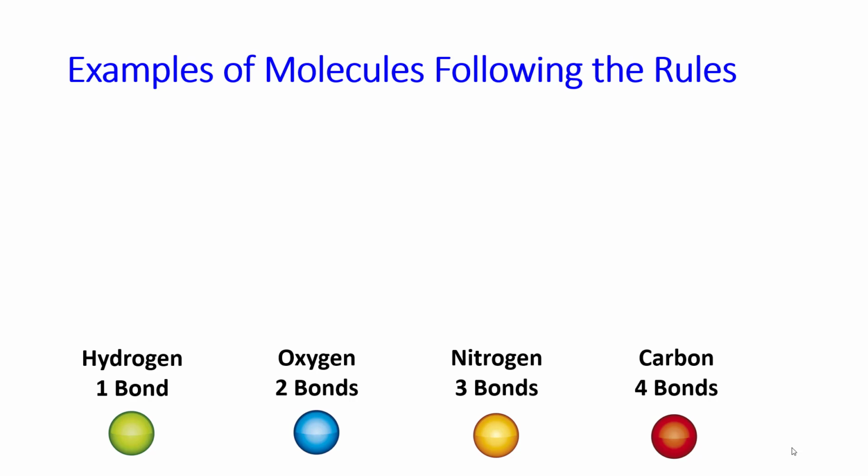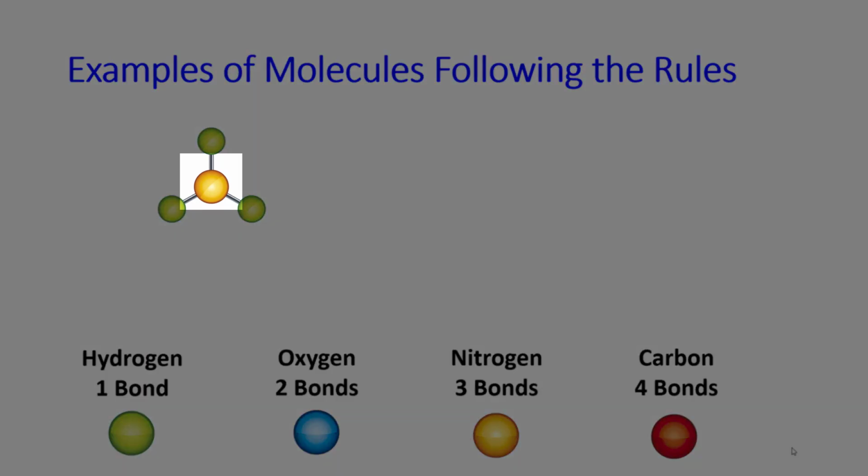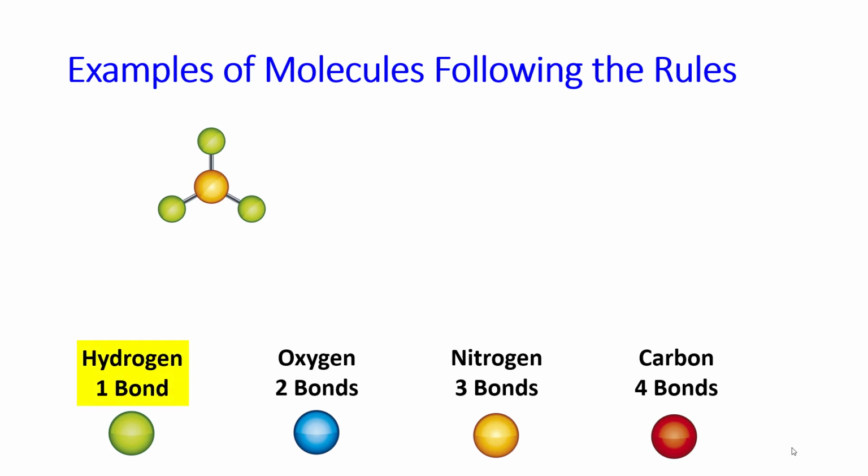Here are examples of molecules that follow these bonding rules. The first one we're going to look at is called ammonia. And you notice in the center, we have a nitrogen. The yellow one's a nitrogen. Nitrogen has three bonds, and if we take a look, there's three lines coming off the yellow one. And if we take a look at the green ones, they all have just one bond attached to it because hydrogen just has one bond.